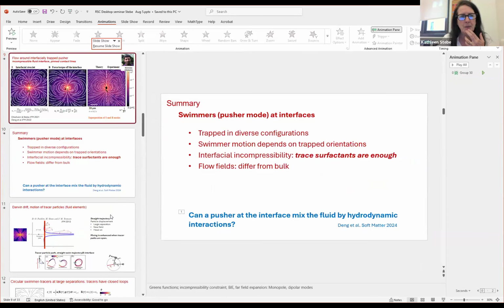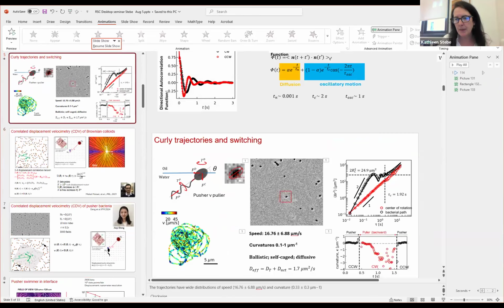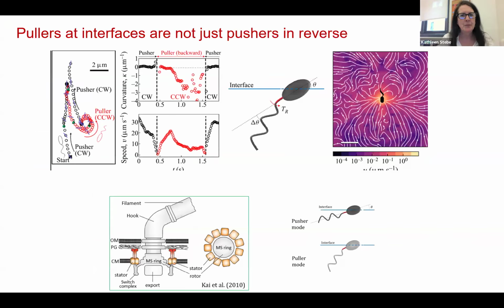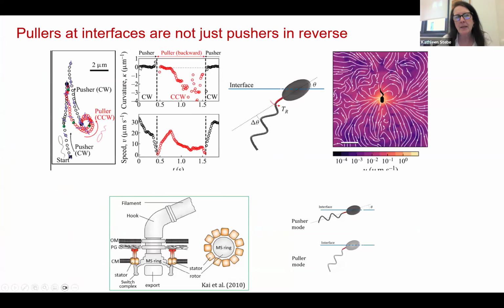So let me show you first a quick little snapshot. The gods of PowerPoint are not loving me. The pushers are not pullers in reverse. Here, this is a nice shot. As a pusher, we had these nice stable curvatures. And then when we went to puller mode, we have this really strong change in curvature. And when we go back to pusher mode, we get this nice stable curvature again.